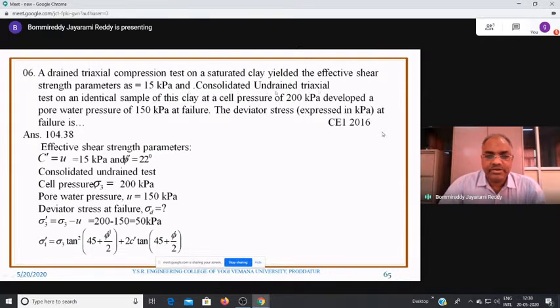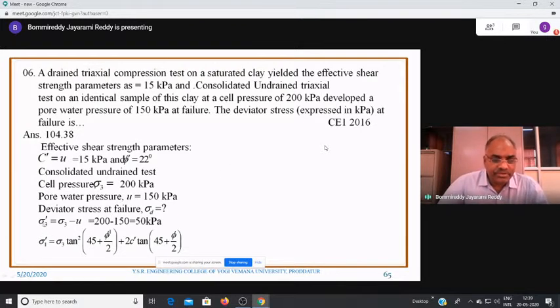Consolidated undrained triaxial test on an identical sample of this clay at a cell pressure of 200 kPa. So sigma 3 is 200. And here remember, consolidated undrained: consolidation takes place but there is no drainage. Pore water pressure is 150 at failure, so U equals 150. The question is, what is the deviator stress sigma d?